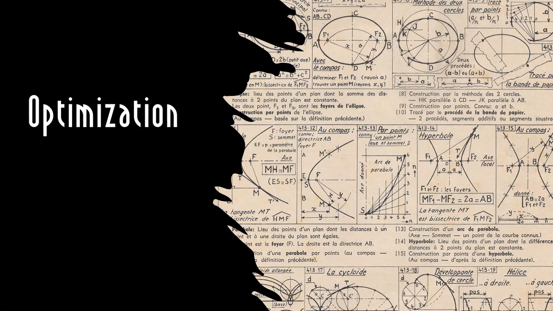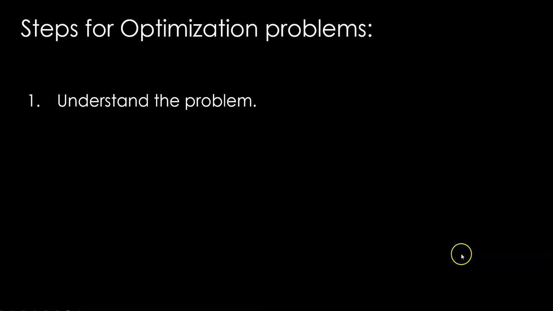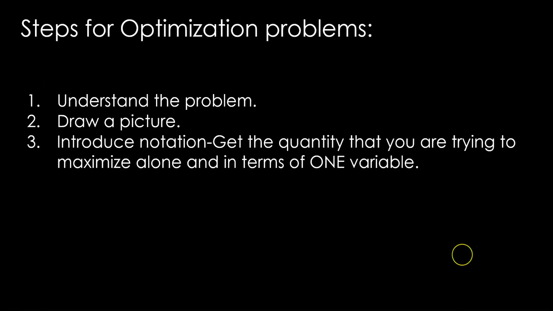Optimization problems. When you do optimization problems, you are trying to find the maximum or the minimum of something. So how do we do this? First, you want to make sure you understand what's being asked, what you have, what you need. Sometimes it's helpful to draw a picture so that you can label it. Introduce notation. Get the quantity that you are trying to maximize alone in terms of one variable.